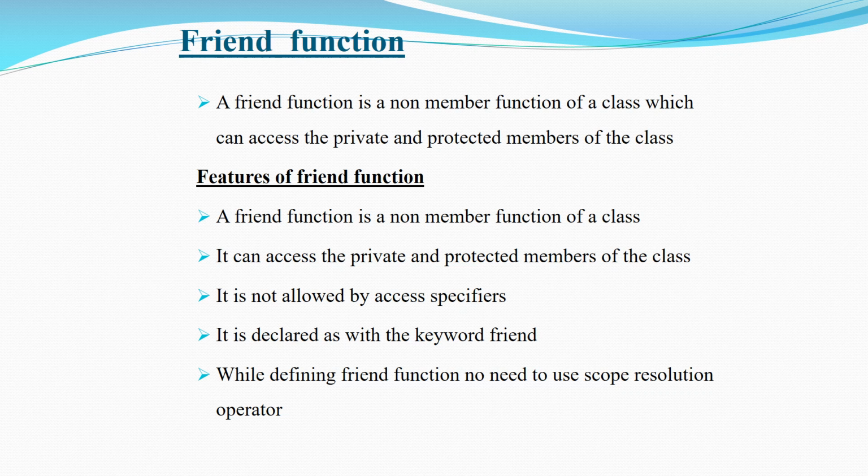After seeing a small description of a friend function, we'll see the definition of a friend function. The major thing is that a friend function is a non-member function. A friend function is a non-member function of a class which can access the private and protected members of a class, from one function to another function. This is the major reason why we use friend functions.